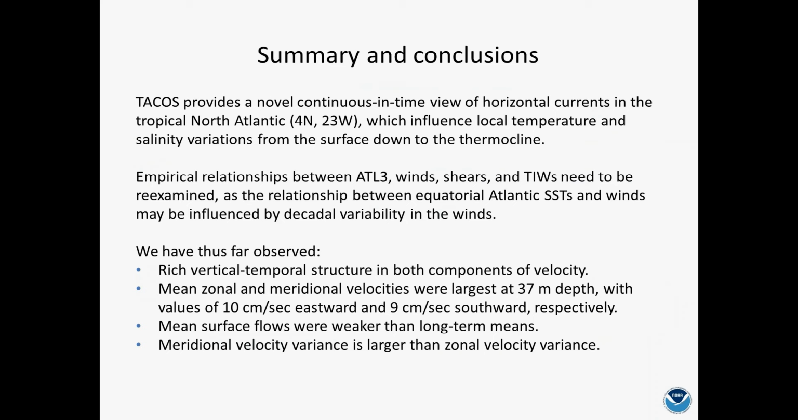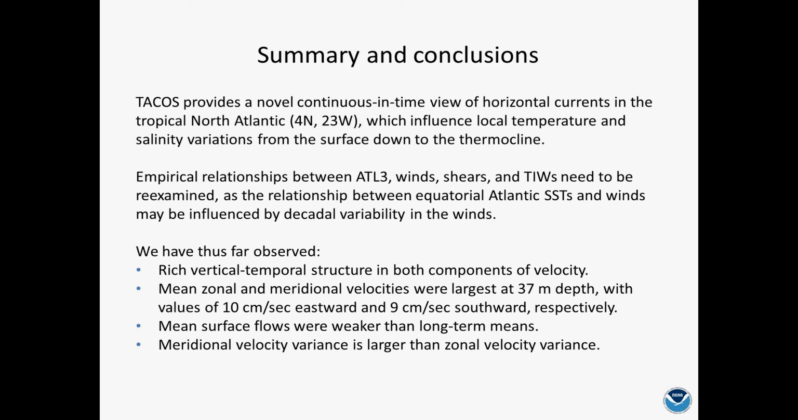Okay, so to summarize, TACOS is providing us a novel, continuous in time view of the horizontal currents in the tropical North Atlantic at 4 North 23 West, which have an influence on the local temperature and salinity variance from the surface down to the thermocline. What I've convinced myself is that the empirical relationships between the ATL3 winds, shears, and tropical instability waves need to be re-examined. We need to revisit it because the relationship between the equatorial Atlantic sea surface temperatures and winds might be influenced by decadal variability in the winds.